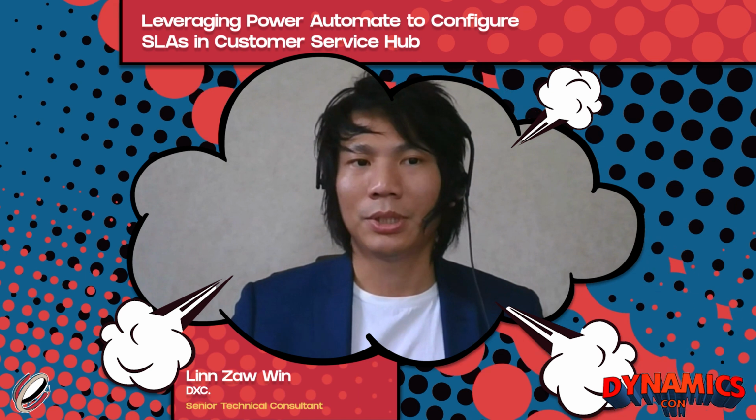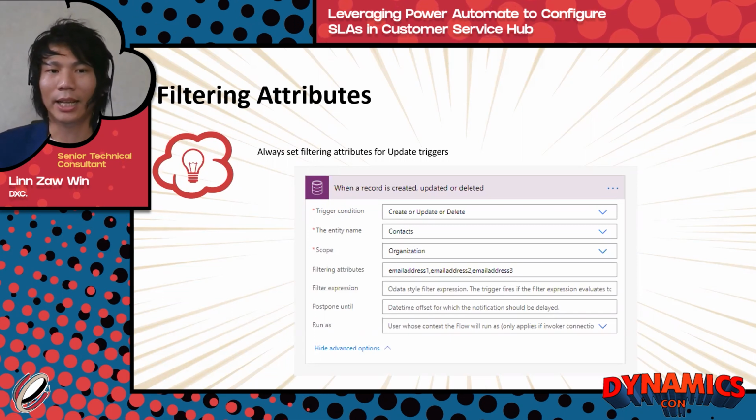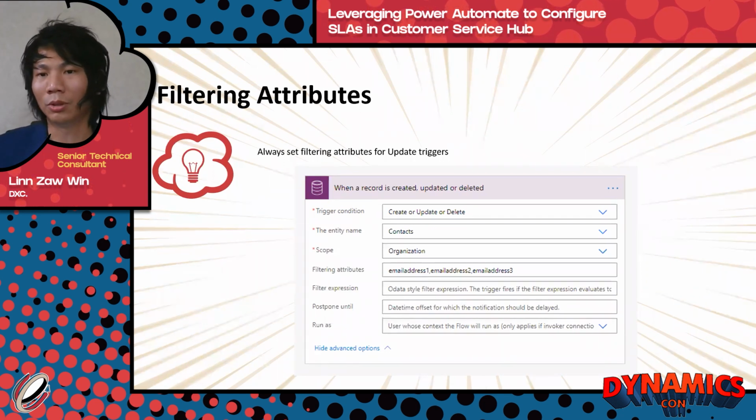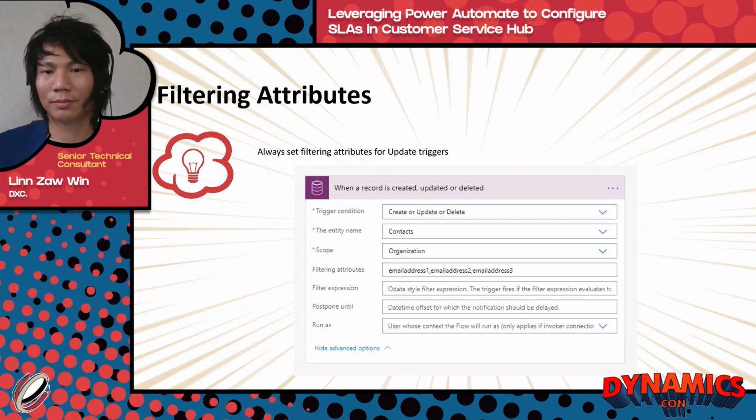One of the first tips that I would like to talk about is to always set the filtering attributes for the update triggers. That way, you can avoid unnecessary flow runs. For example, in this sample flow, it will only trigger when the email address of the contact is updated, and it will not be triggered when the record is updated for phone or other address fields and other contact information.